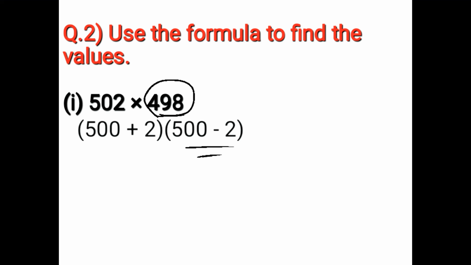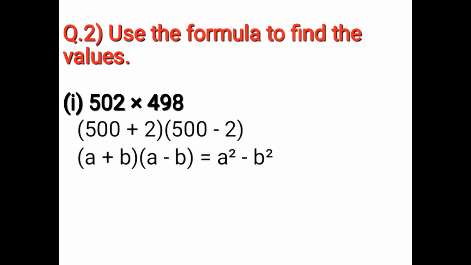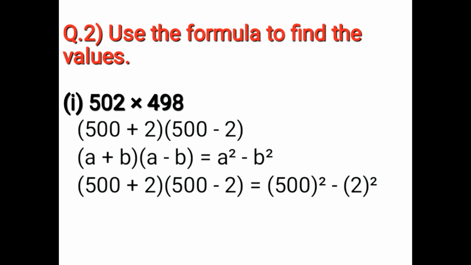From 500, how much difference to get 498? 2. So 500 minus 2. Now solve it. (a plus b)(a minus b) is equal to a square minus b square. That is (500 plus 2)(500 minus 2) is equal to 500 square minus 2 square. Now you have to solve only this part.